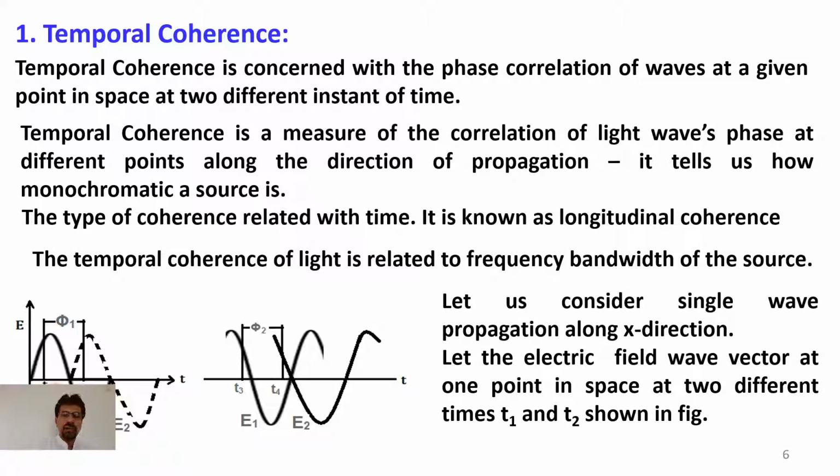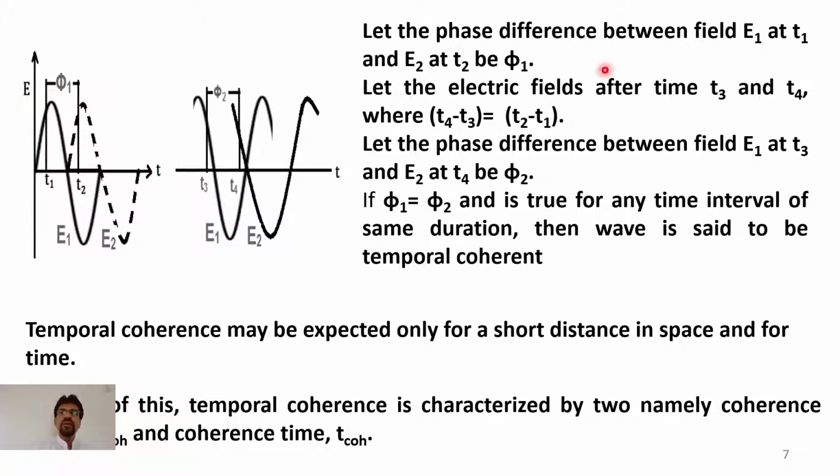Here we can see a single wave propagating along the x direction. Suppose the propagating wave is an electric field vector, then at one point in space we consider two different times, say t1 and t2. Let the phase difference between the field E1 at t1 and E2 at t2 be phi 1.